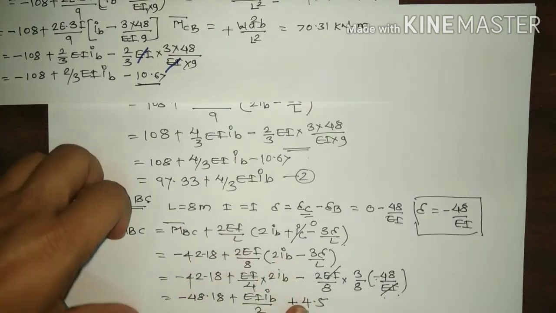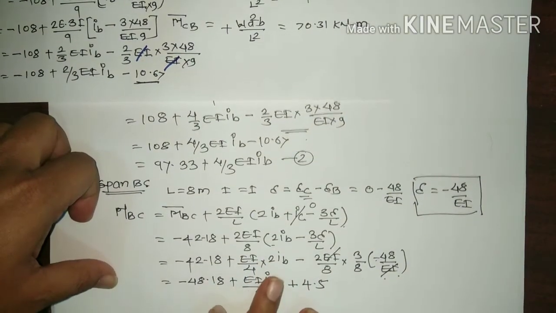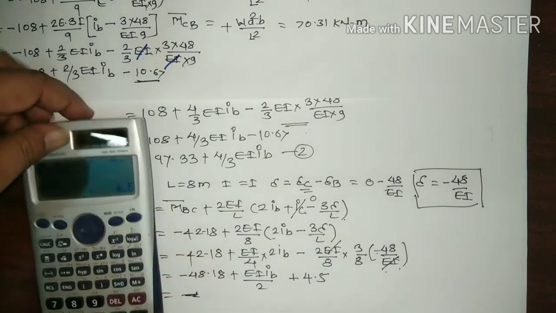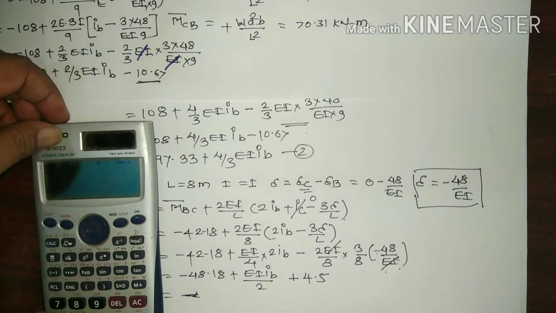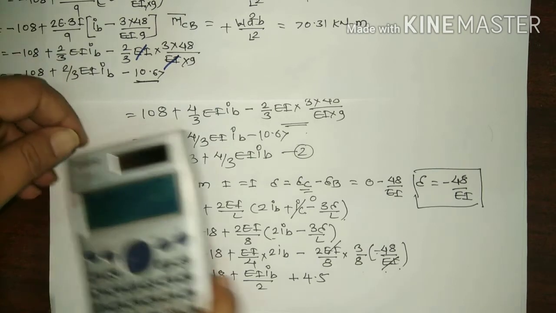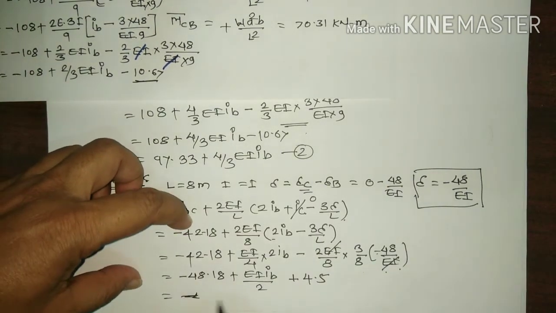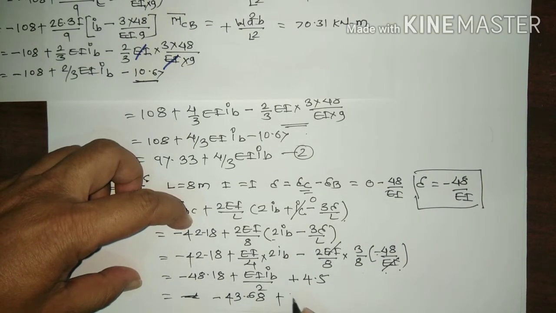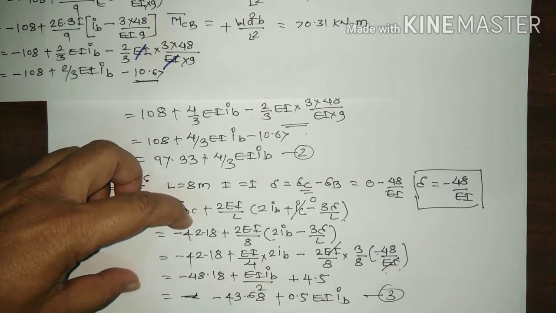So here we can say that is a final value: minus 48.18 plus 4.5, this is 43.68. So minus 43.68 plus 0.5 EI θB is equation number 3.